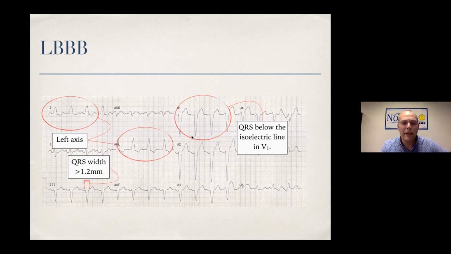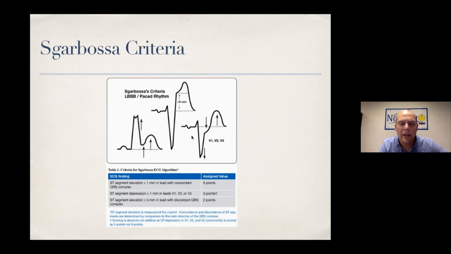I know it's important, but I've never been very good at remembering a lot of these criteria, like Scarbosa criteria, because now there's modified Scarbosa, things like that. It's really hard to use this in the pre-hospital setting. Some people would probably argue against that, but if you don't have a comparison EKG, it's really hard to do. A lot of times, I always just taught people that you can use this, but you should really go off your clinical suspicion on how the patient looks.